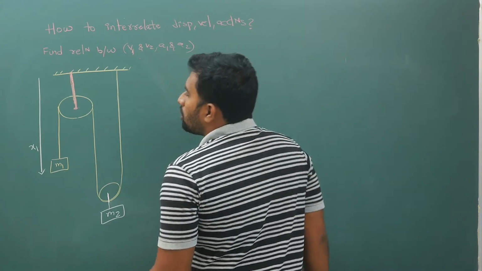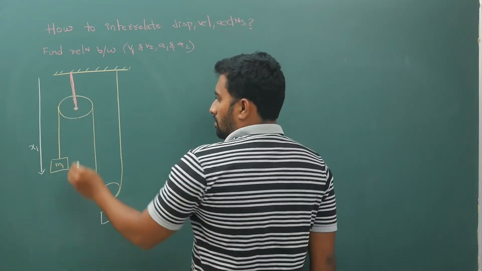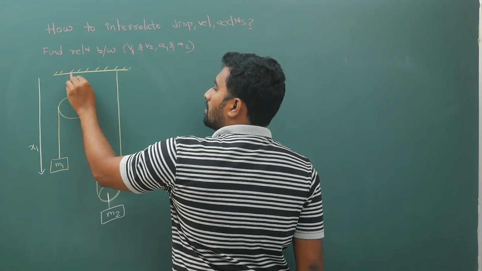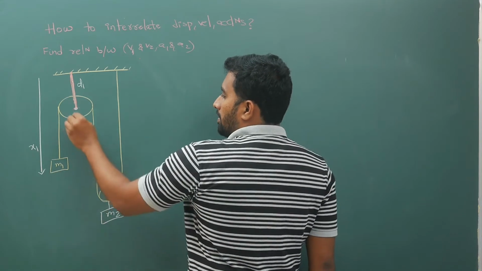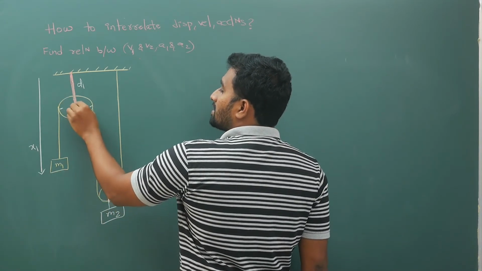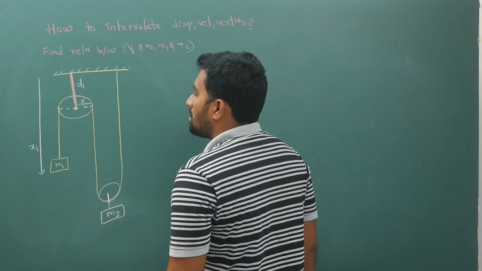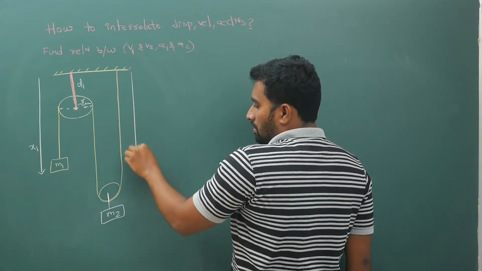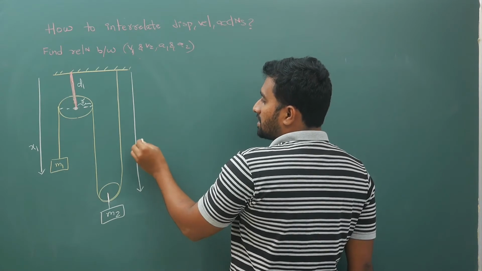So now let us say from here to here the displacement is x1. Now if you take this length as, for example, d1, next, let us say this radius is r. Hope everything is clearly visible. The displacement of the pulley, I am taking it as xp.